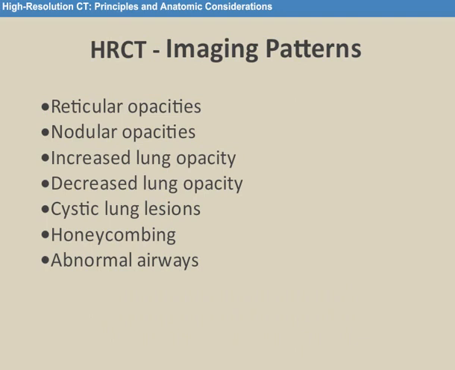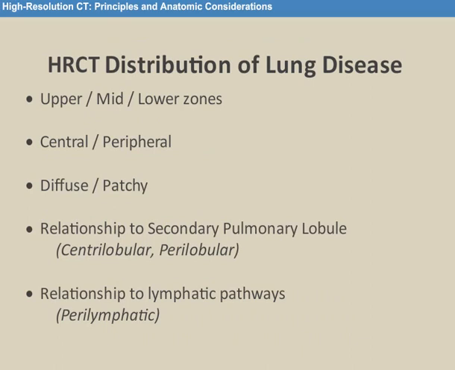And when you see these imaging patterns, then you want to ask yourself, what is the distribution of these, and how does that relate to the underlying anatomy of the lung? Is it involving the upper, mid, or lower lung zones? Now, when we talk about interstitial lung disease, we tend to speak more in zones rather than lobes. And is it central or peripheral? Is it diffuse or patchy?